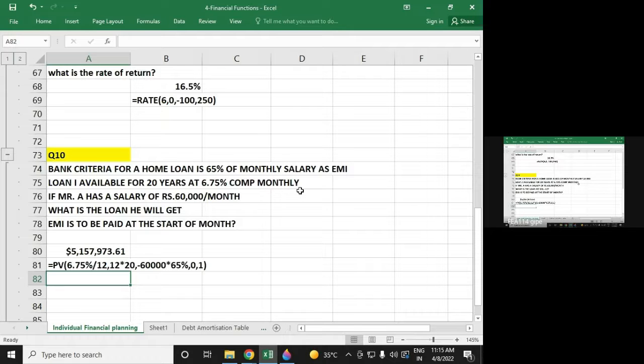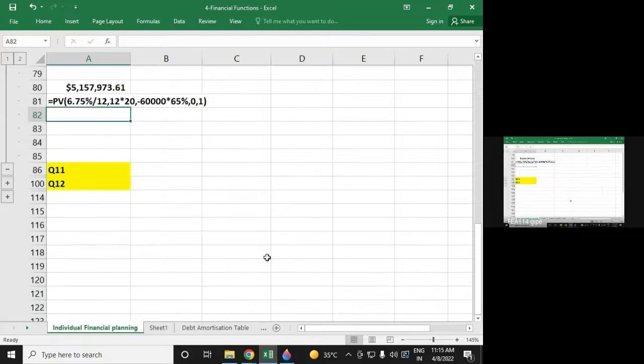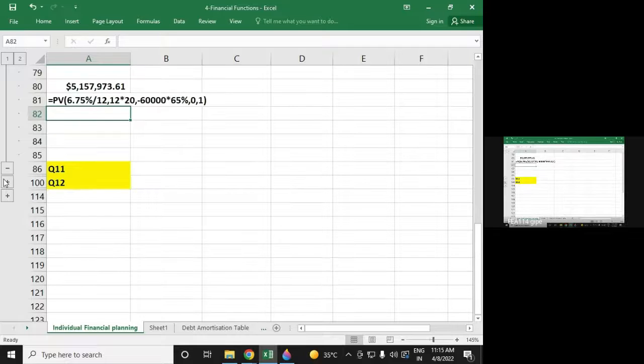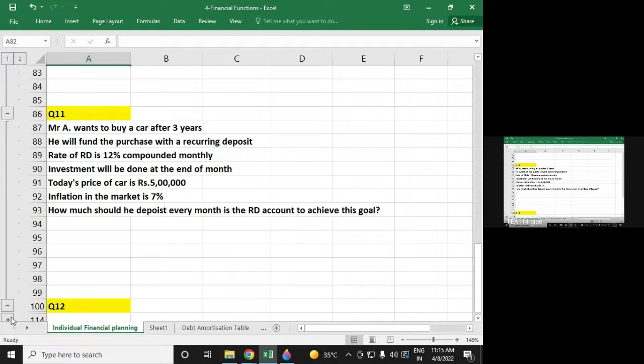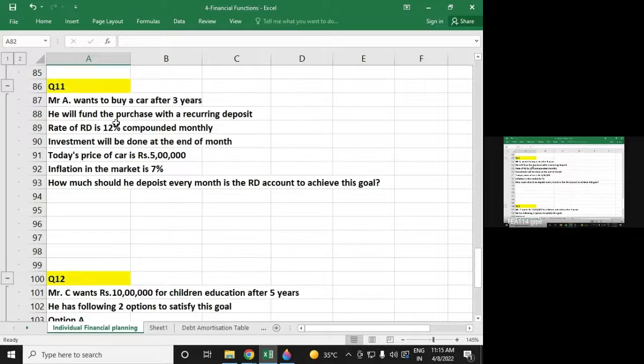Okay, question number 11. Let's complete this and then we'll close probably. So financial statement revision and debt amortization schedule we will make in the next class. So everybody answer question number 11.